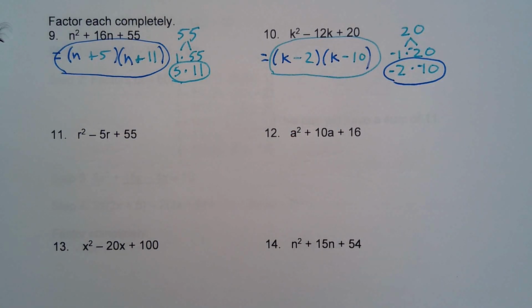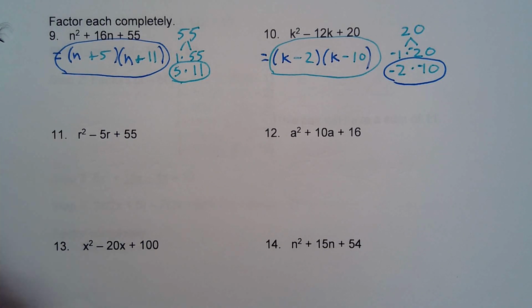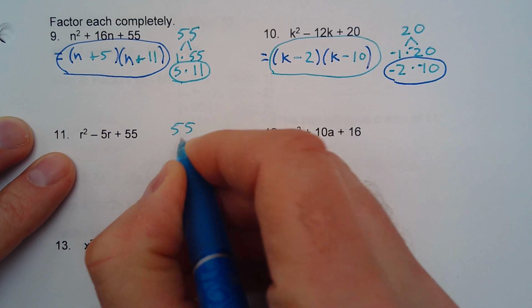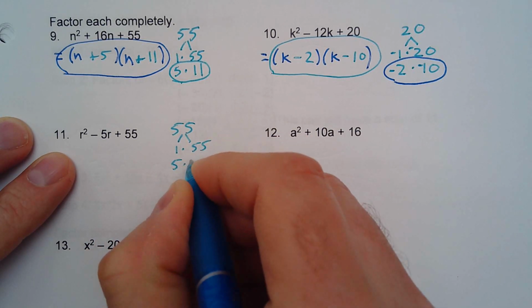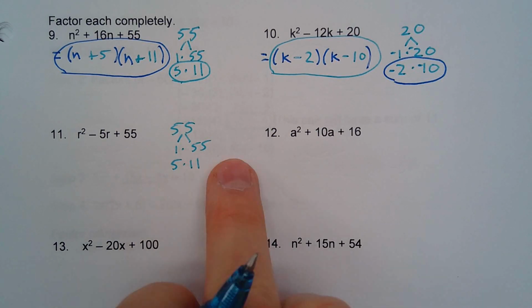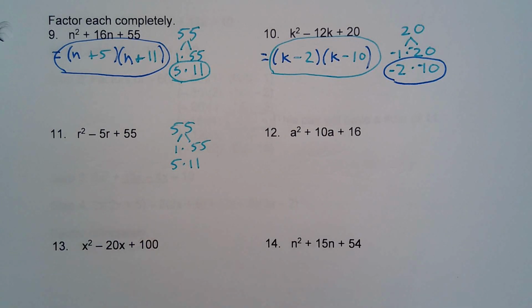So let's take a look at number 11 together. Then I'll have you try some more of these on your own first before we go over them. Actually, we broke out 55 over here. That's 1 times 55, 5 times 11, and there's no other way to break down 55. That adds up to 56. That adds up to 16. There's no way we can get a 5, let alone a negative 5.